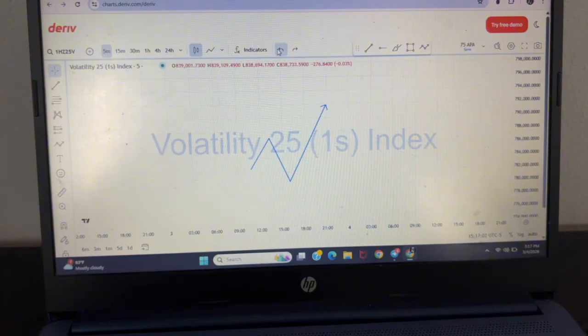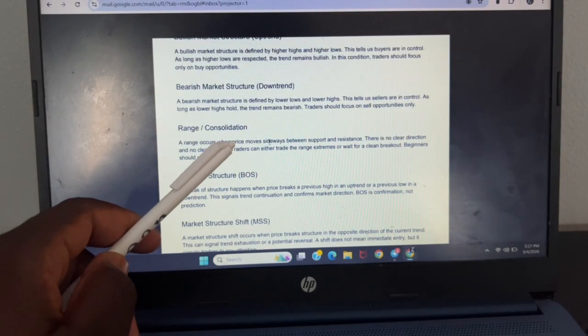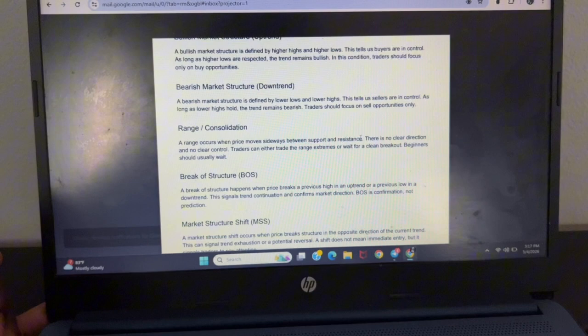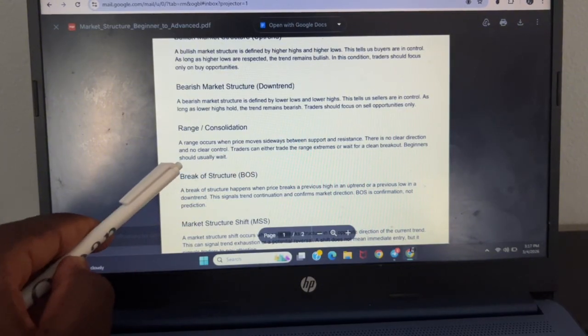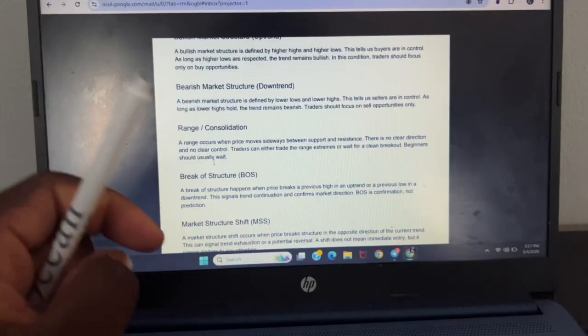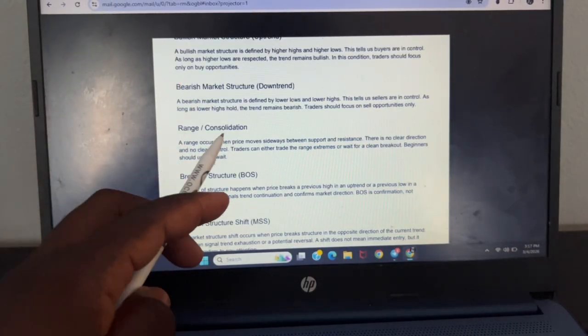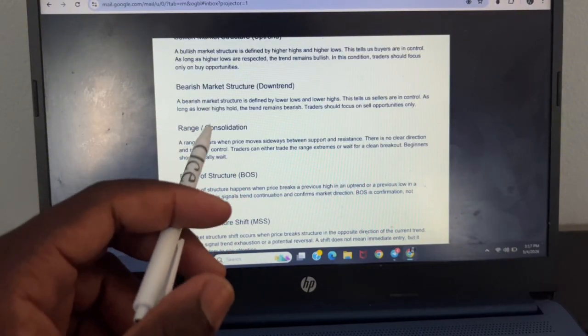A ranging market, or consolidation, is when price moves sideways between support and resistance. There is no clear direction and no clear control. Traders can either trade the range extremes or wait for a clean breakout. Beginners should wait, because if you're a beginner trader and you don't understand how to trade a ranging market, you're going to be a losing trader. You're going to be on a losing streak. The market is going to take your money.